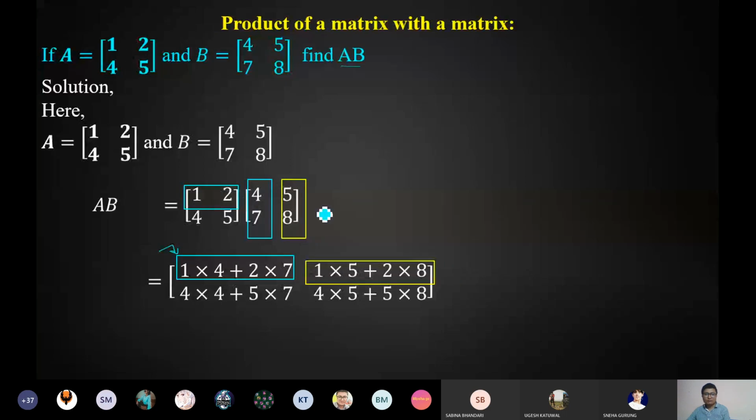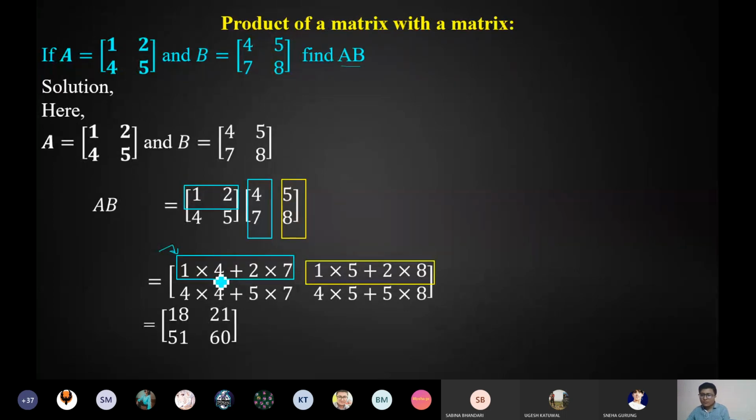Okay, 1 into 5 plus 2 into 8. We are running out of time, so let me explain it. Again for second row and first column, okay? Let me display it. 4 into 4 plus 5 into 7. I have not created some boxes here. I faced some problem creating the boxes here. So 4 into 4 plus 5 into 7. And then again 4 into 5 plus 5 into 8. Just try to understand these things, okay? I hope you understand. I discussed it in detail here.